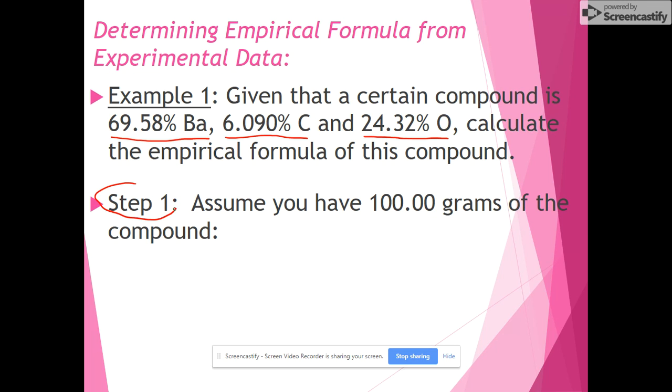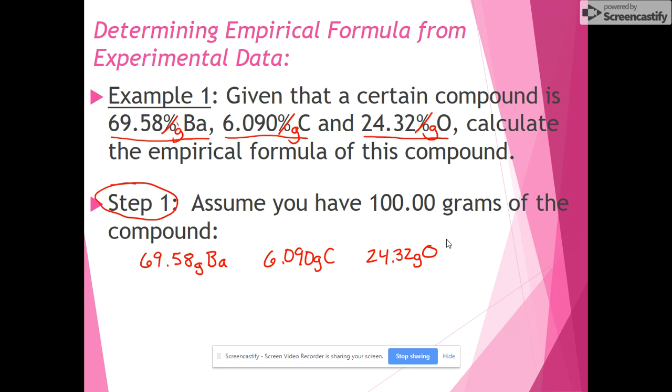Step one, when solving a problem like this, is to assume that you have 100 grams of the compound. By assuming that we have 100 grams of the compound, we're able to just change percents to grams, because we know that all of our percents add up to 100, so now all of our grams will add up to 100. So we have 69.58 grams of barium, 6.090 grams of carbon, and 24.32 grams of oxygen.